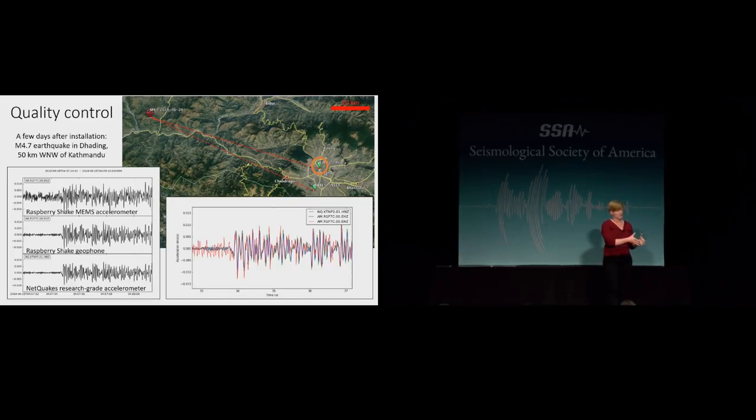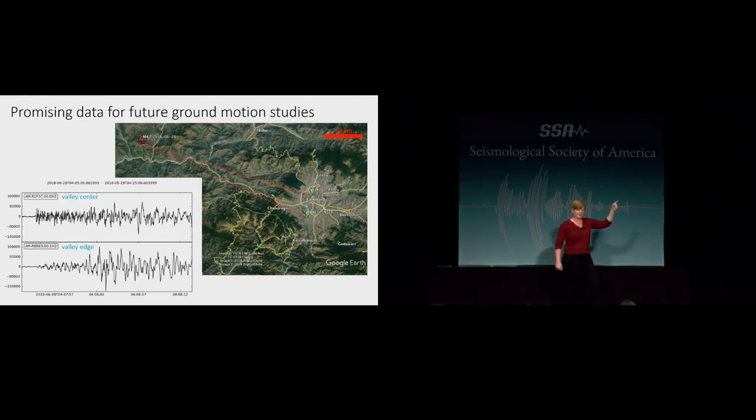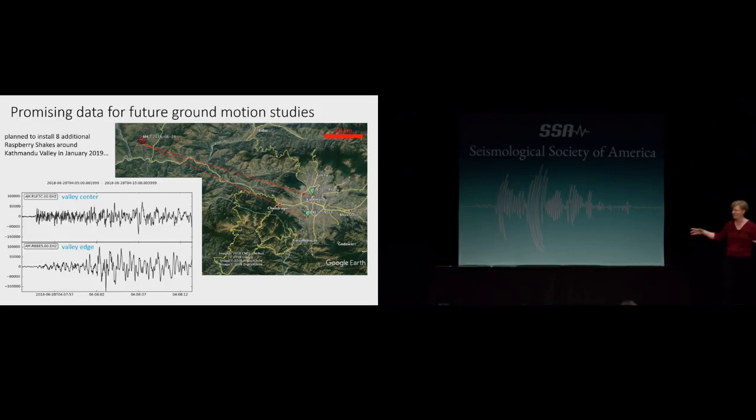You can see that the data from the Raspberry Shake compares really nicely with the NetQuake's research grade accelerometer here. And just from those two instruments, we see some interesting differences in the ground motions between the valley edge and the valley center. So this was really encouraging. We plan to go back in January of 2019 to get those additional 8 units installed around the Kathmandu Valley.